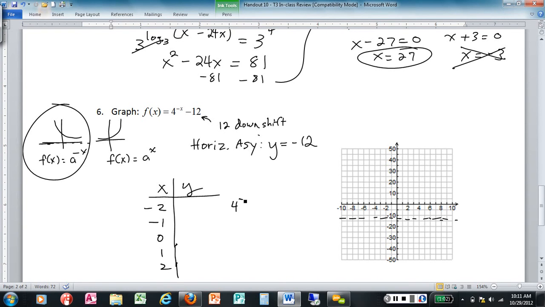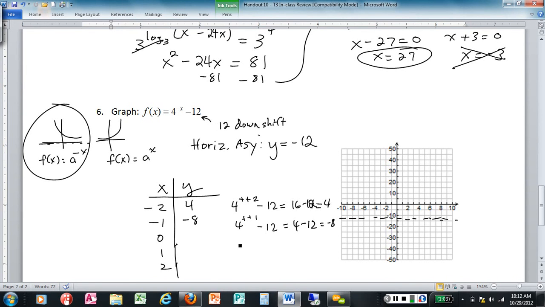If x is negative 2, what have I got? Well, that's going to make a positive 2, actually. 4 to the positive 2, which is 16, minus 12, which is 4. Negative 2 meant positive 4. At negative 1, about the same thing, isn't it? 4 to the minus 1 is 4 to the positive 1, which is positive 4. Then you minus 12, you get negative 8. So at negative 1, I'm at negative 8.